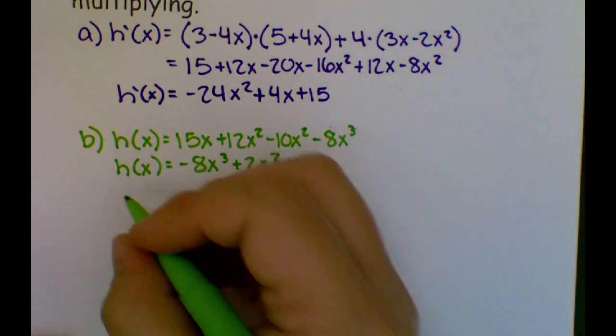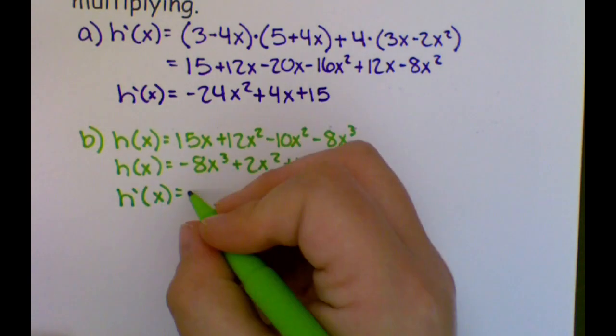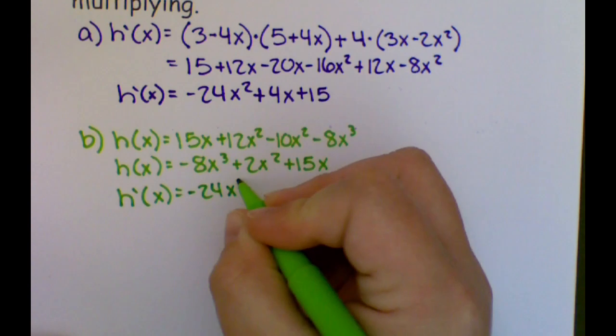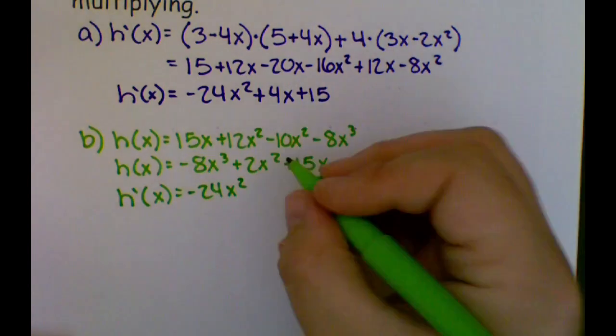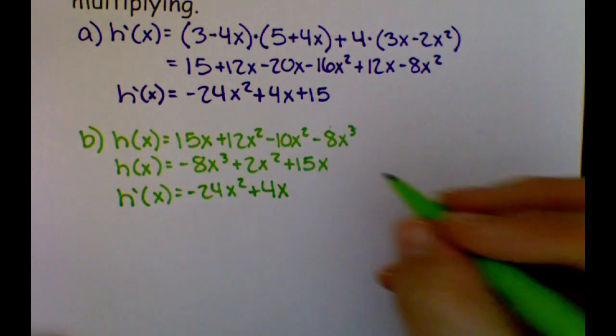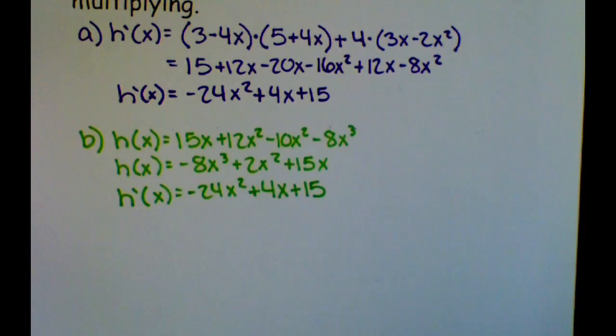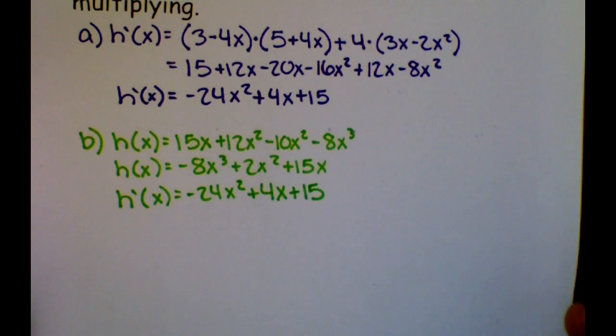Now I take my derivative using just my power rules. Bring down the 3, so I get negative 24, subtract 1 from the power, x squared. Bring down my 2, I get 4, subtract 1 from the power, I just have x. And the derivative of 15x is 15. Oh, look at that. I got the same derivative either way. It just depends where you feel like multiplying.